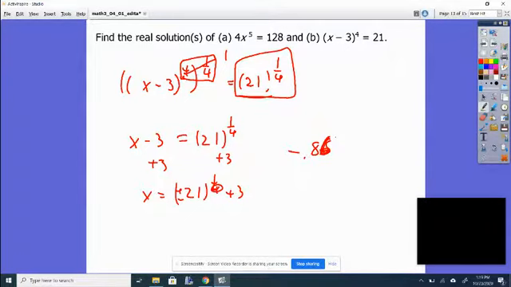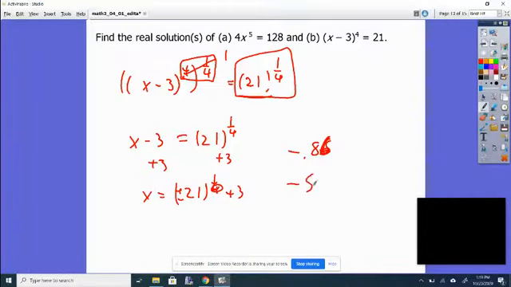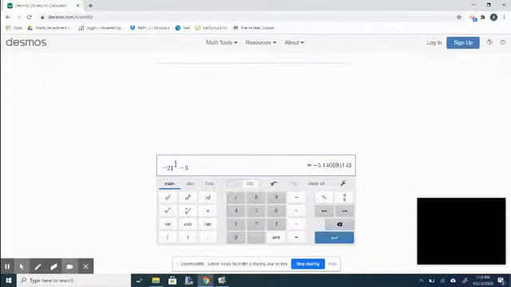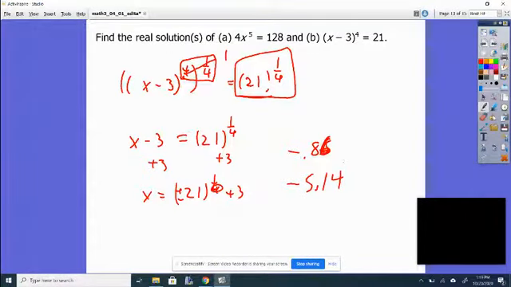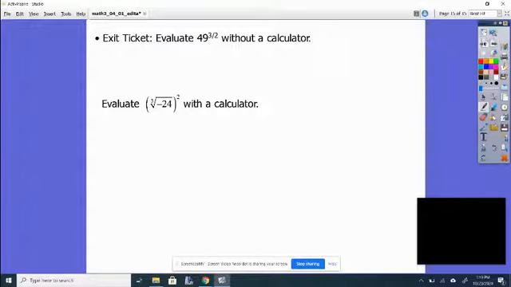Okay. Now for the negative one, what we're going to want to do is just put a negative out front. Negative 5.14. And then we're good on this. And I believe this was just more practice doing that. And then also more practice.